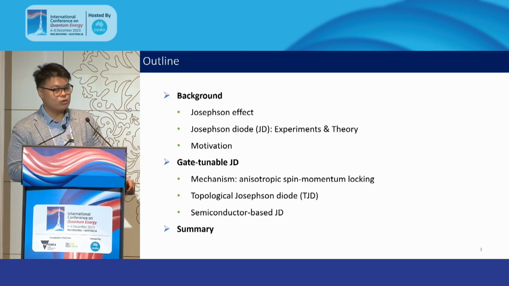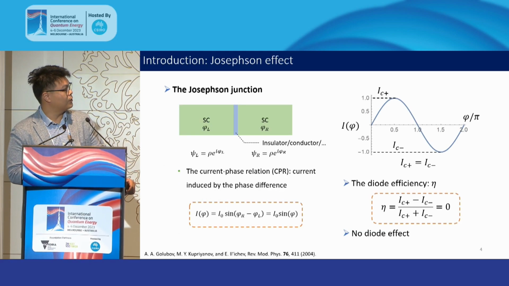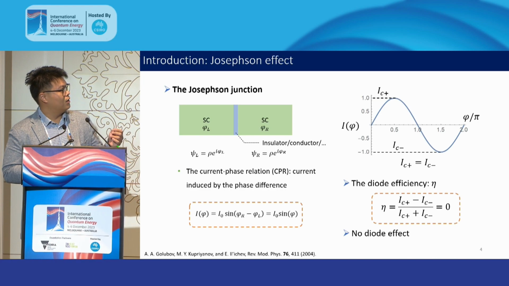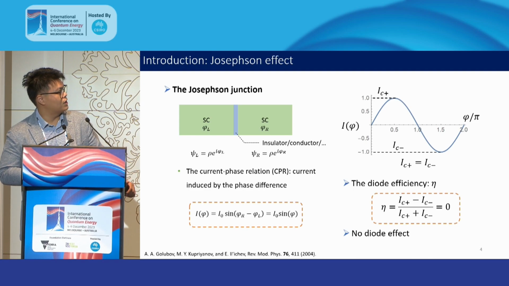So first, let me talk about the Josephson effect. When we talk about the Josephson effect, we are talking about a system containing two superconductors with an insulator or a conductor or whatever in between, which can be a topological insulator if you like. The key ingredient is that there is a phase difference between these two superconductors. When the phase difference is non-zero, there is a current flowing in this junction.